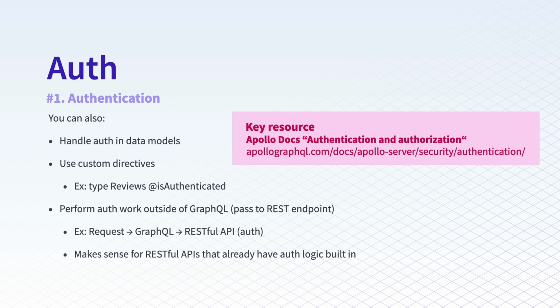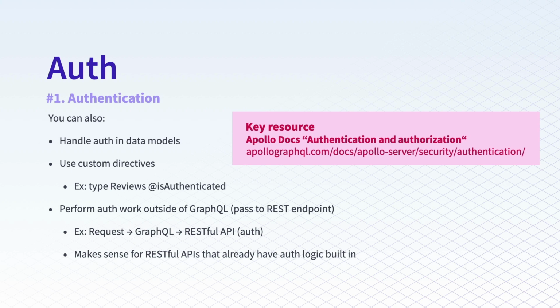Writing auth logic in resolvers isn't the only way to set up authentication. We could also handle this logic in data models, custom directives, or even perform this work outside of GraphQL. We could do this in, for example, a use case where our downstream service is a RESTful API. In that case, auth logic is already built into the RESTful API, so it may make sense to merely rely on that logic instead.